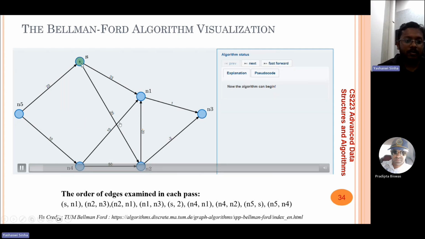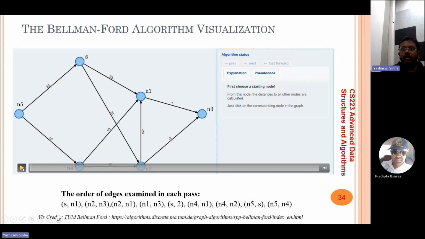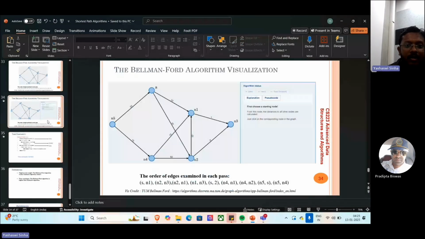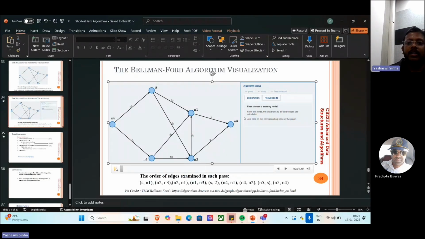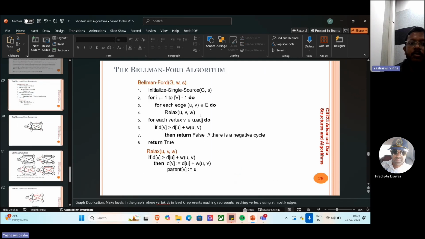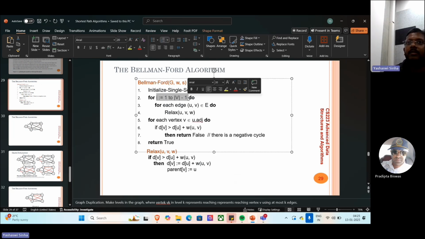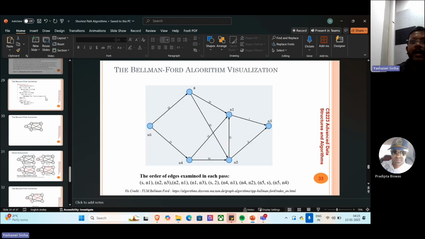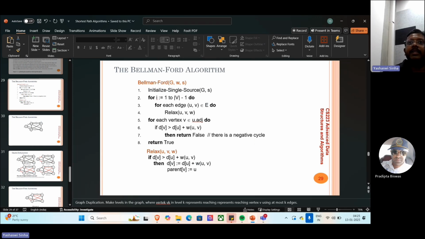So I start with my source node, which is S over here. I'll work like this only. Now the first time, this is the order in which I'll examine each and every edge. How many vertices do I have here? 1, 2, 3, 4, 5, 6. Okay, sorry. So we'll do it 5 times and we'll relax each and every edge.